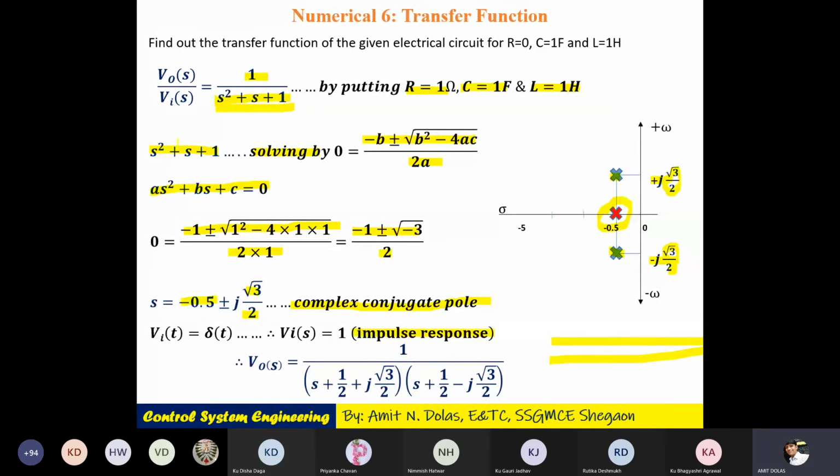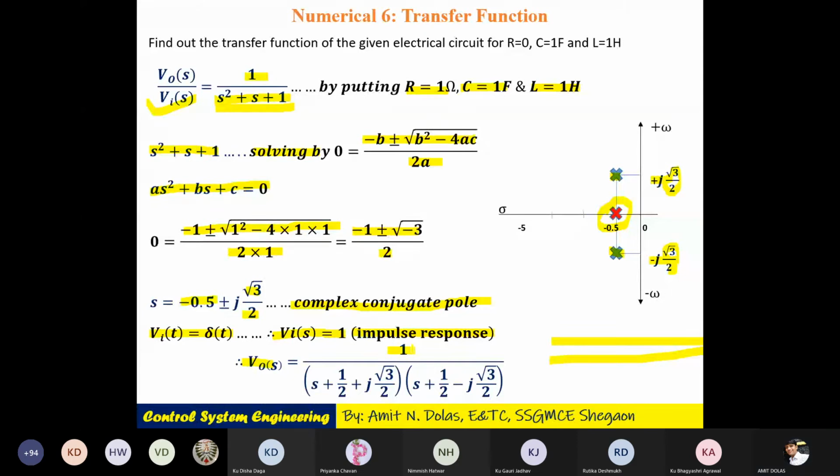For the impulse response, what do we have to do? We have to make Vi of s equal to 1, because Vi of t will be delta t. Delta t is the input. We have taken the Laplace form, so Vi of s will be equal to 1. So V of s will be equal to, what will we write?